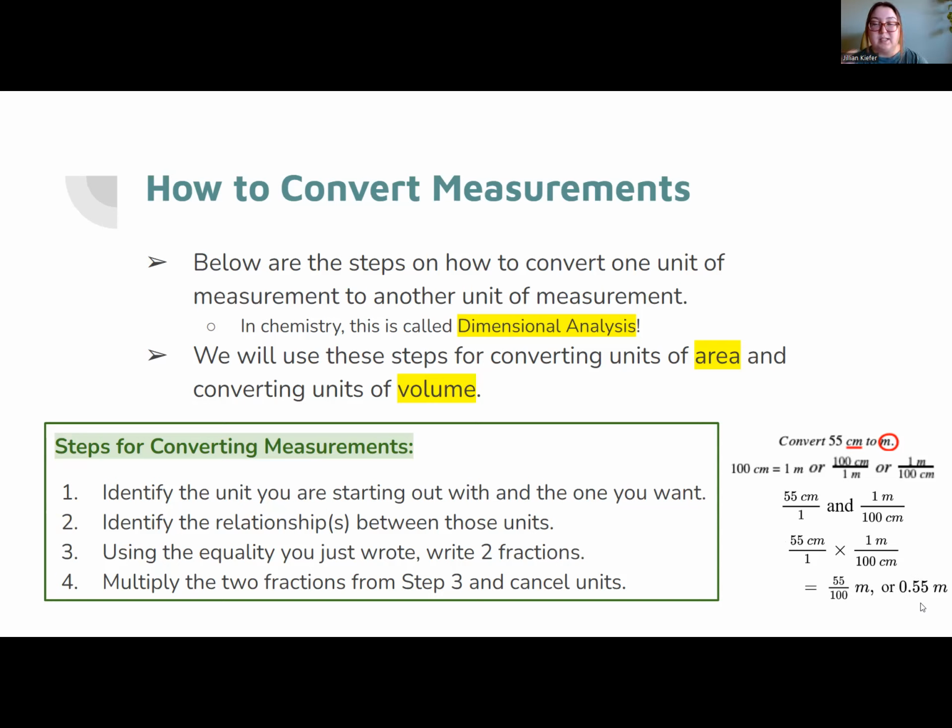So those are the 4 steps that you take to convert your measurements. Take what you're starting out with, identify what you want, identify those relationships, express them as fractions, and multiply. Remember, when you're multiplying, those units that you don't want anymore need to be canceled out. So you need to be careful about where you're putting your fractions and in what order, because we always need them to cancel out diagonally when we multiply. All right, that's how we convert measurements.